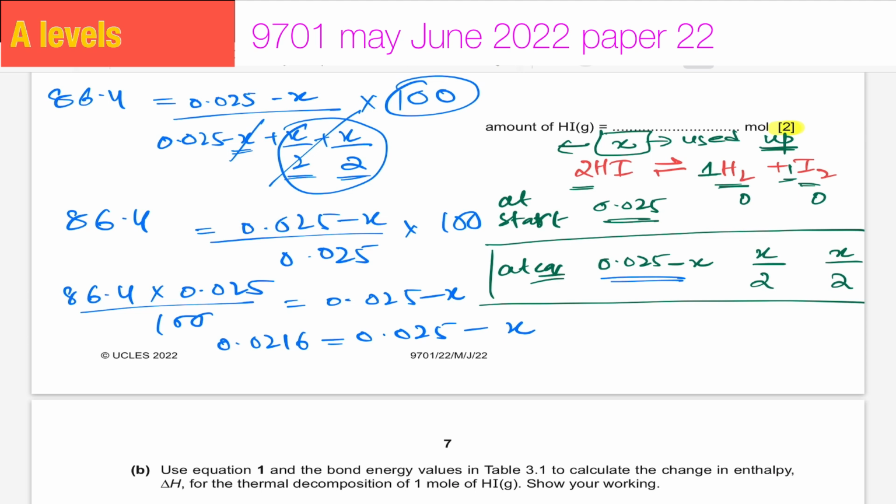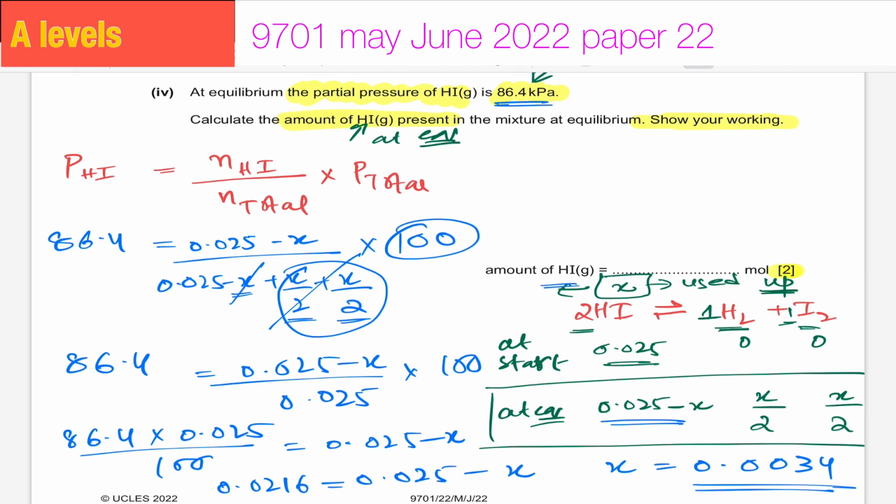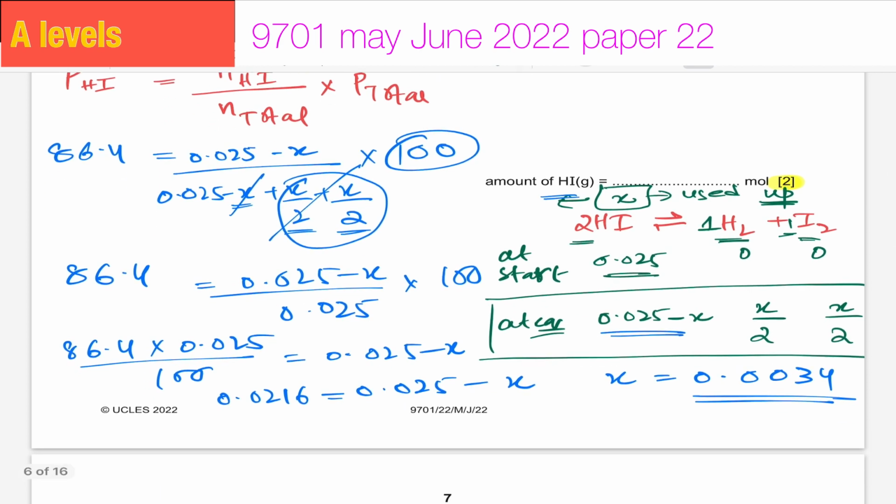And if we shift 0.025 to the other side, that would be minus 0.025. We get minus 0.0034. So X would be equal to, minus would be cancelled out, X is equal to 0.0034. So this is the value of X, right? But we want to know the amount of hydrogen iodide. So X is the amount of hydrogen iodide used up in reaching the equilibrium, right? So this is the amount of HI used up.